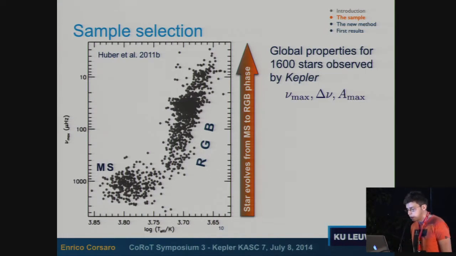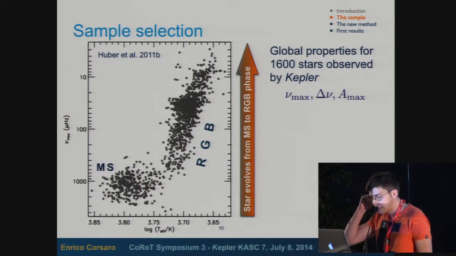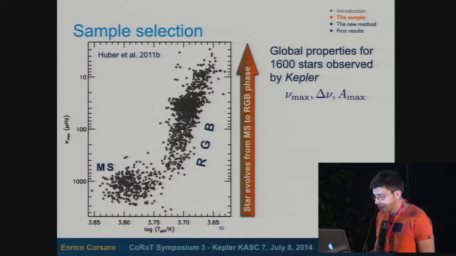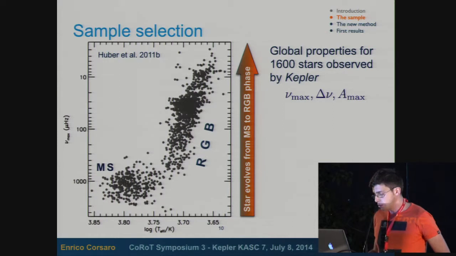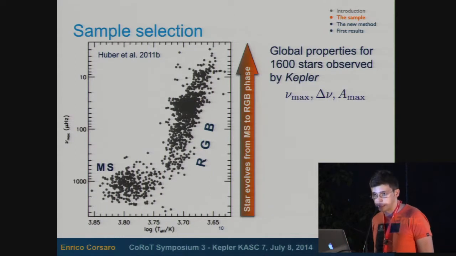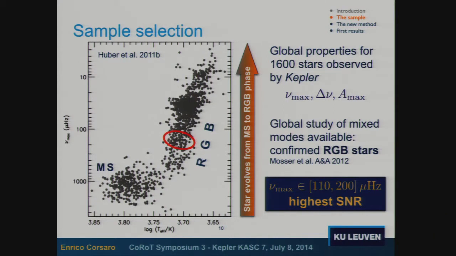So for the sample that I've taken into account, we started from an original set of stars investigated by Daniel Huber that we present in this diagram, where we plot the nu max against the temperature. And you can see the evolution of the stars going this way, so from main sequence to the red giant branch. And we have, for this sample of 1,600 stars, global parameters like nu max, delta nu, and amplitude. We applied a restriction based on the available studies for the mixed modes, and a restriction on the nu max according to the range I've told you before.